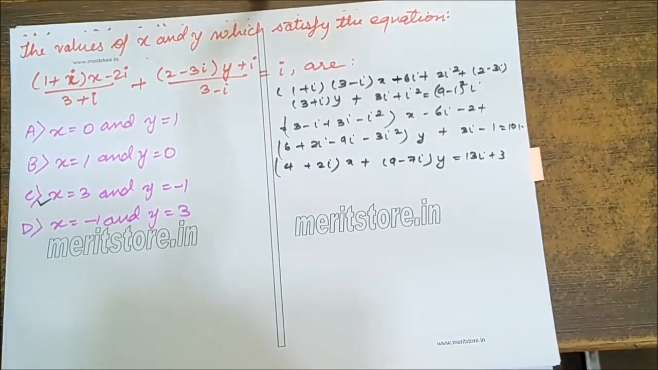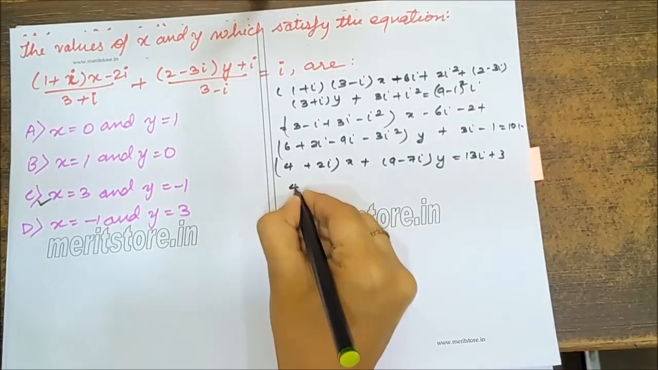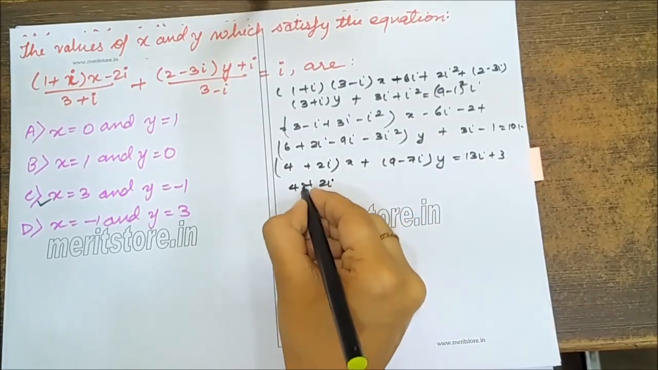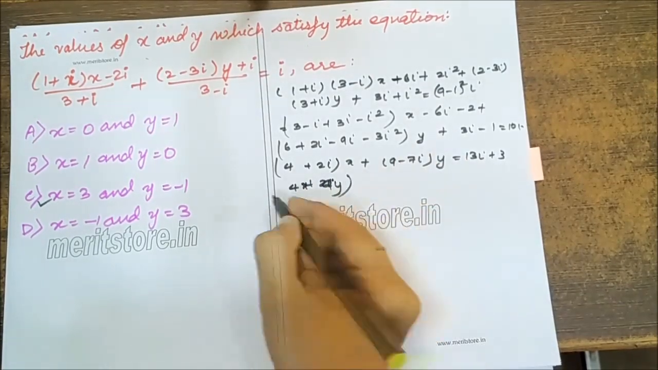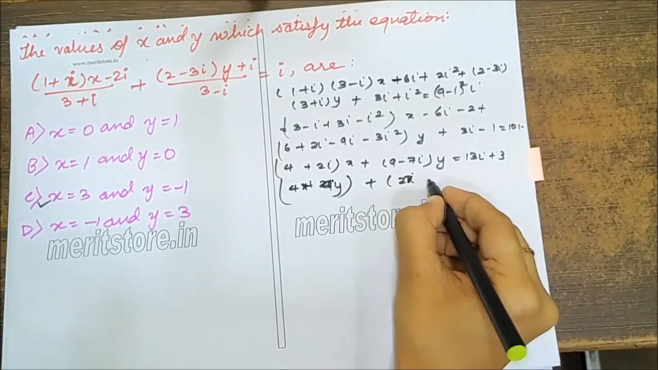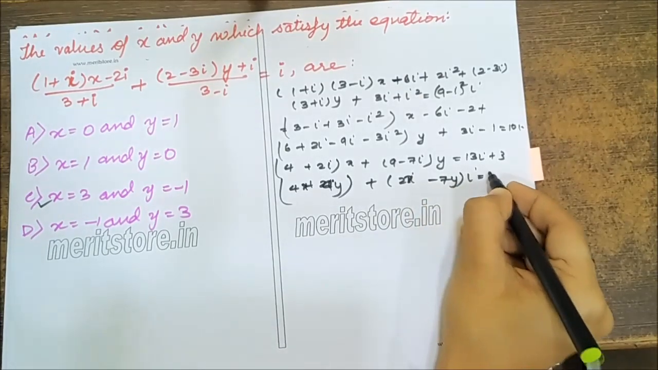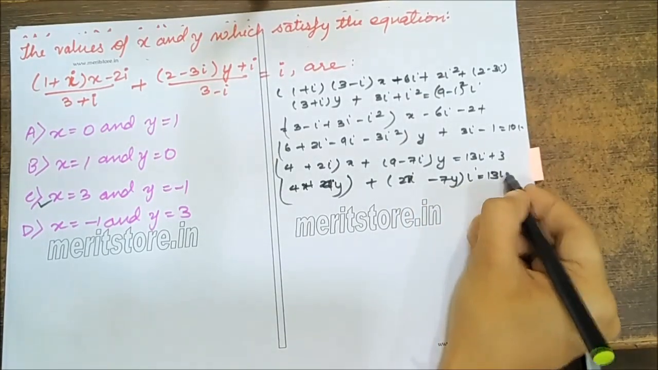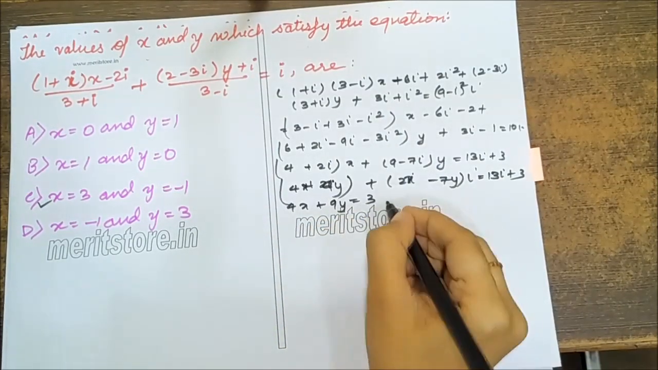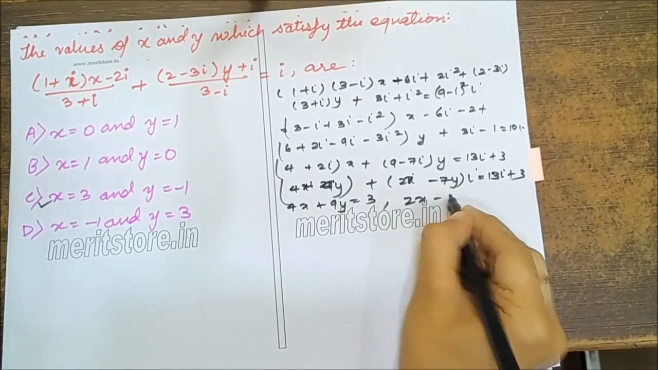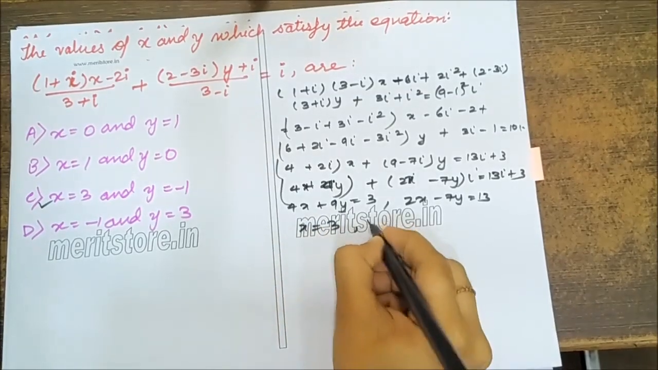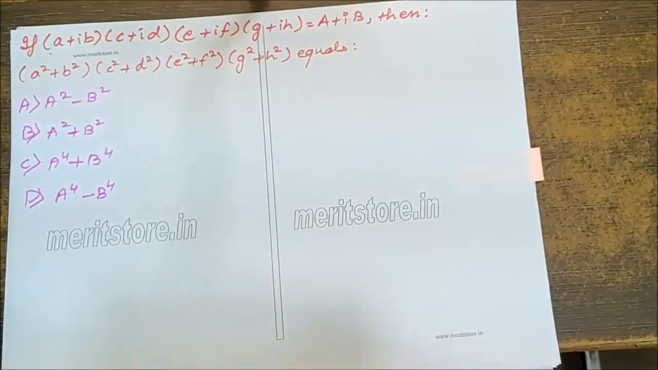As I said, distinguishing the real part and imaginary part. So 4 plus 2i, you will open the bracket, 4x plus 9y plus i times 2x minus 7y, i common, equal to 13i plus 3. Now 4x plus 9y is equal to 3 and 2x minus 7y is equal to 13. Solving the equations simultaneously, you get x is equal to 3, y is equal to minus 1.